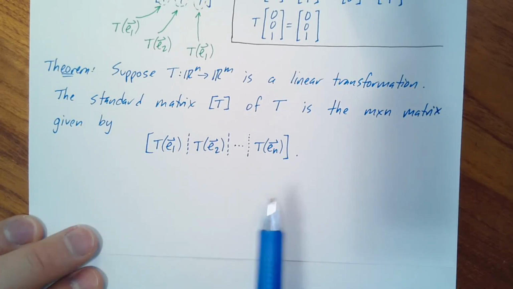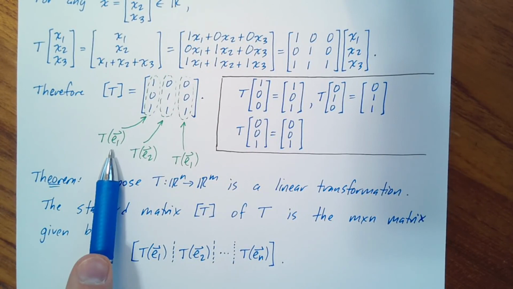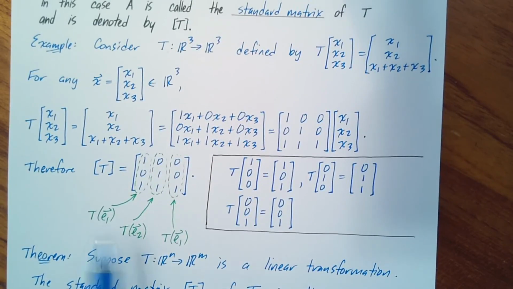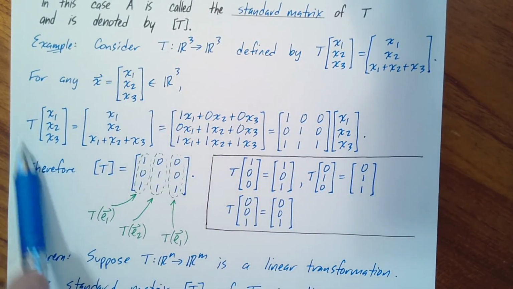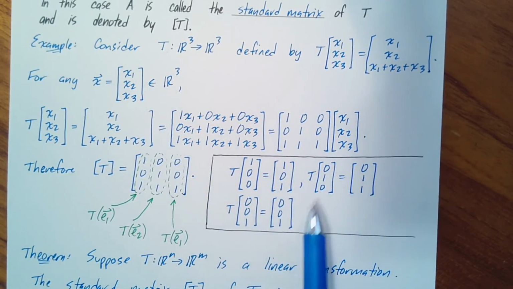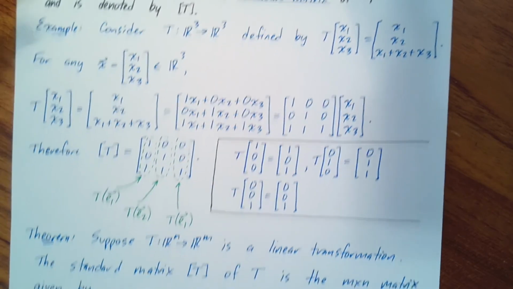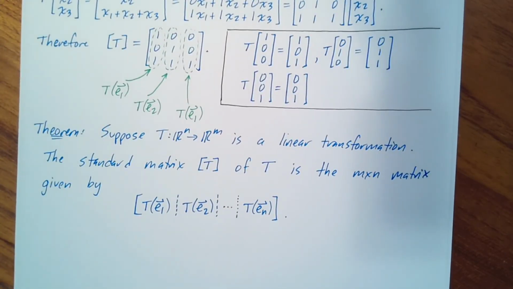So that's true in general. An illustration of that in action is really just this, right? If we wanted to find the standard matrix of this linear transformation, all of this work that we did here, we didn't need to do this. We could have just done these 3 calculations, put those 3 columns together like this, and we would have got our standard matrix. So that's what this theorem is telling you. It's giving you an efficient way to come up with standard matrices of linear transformations.